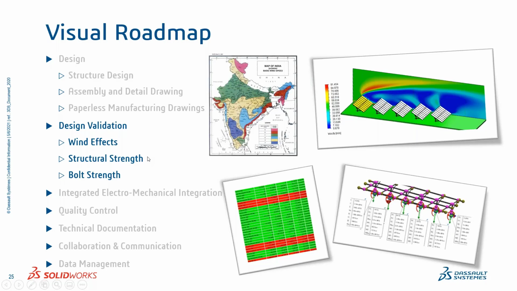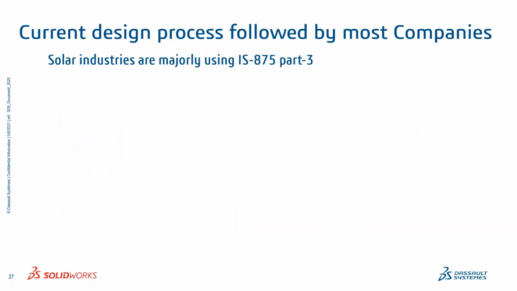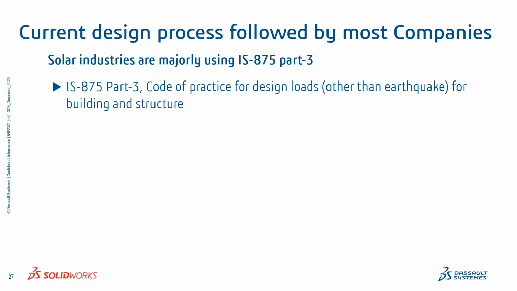Coming to the standard, most of the design process for the solar industry is followed by making use of a standard design code called IS 875 Part 3. IS 875 Part 3 is basically a code of practice for design loads for most buildings and structures.